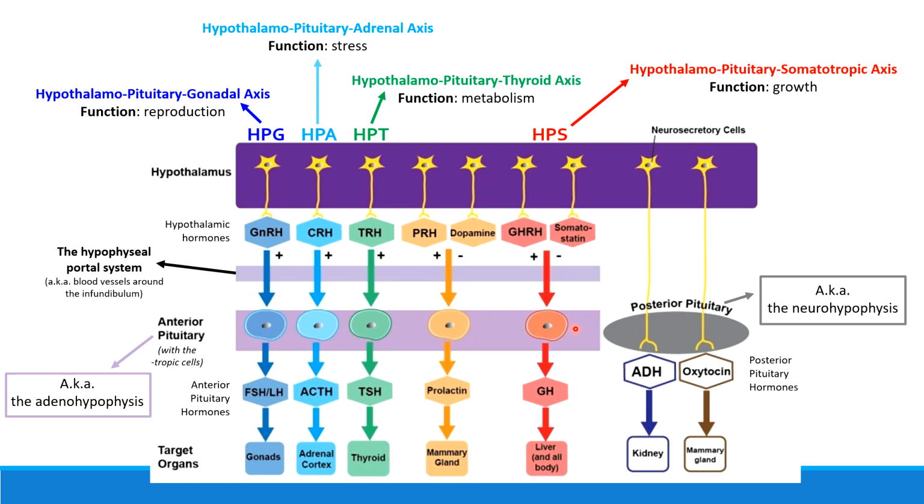So all those troph cells that make particular hormones that are involved in each of these axes, those trophic cells live in the anterior part of the pituitary gland. And they spit out messages that go throughout the entire body to talk to these different organs.